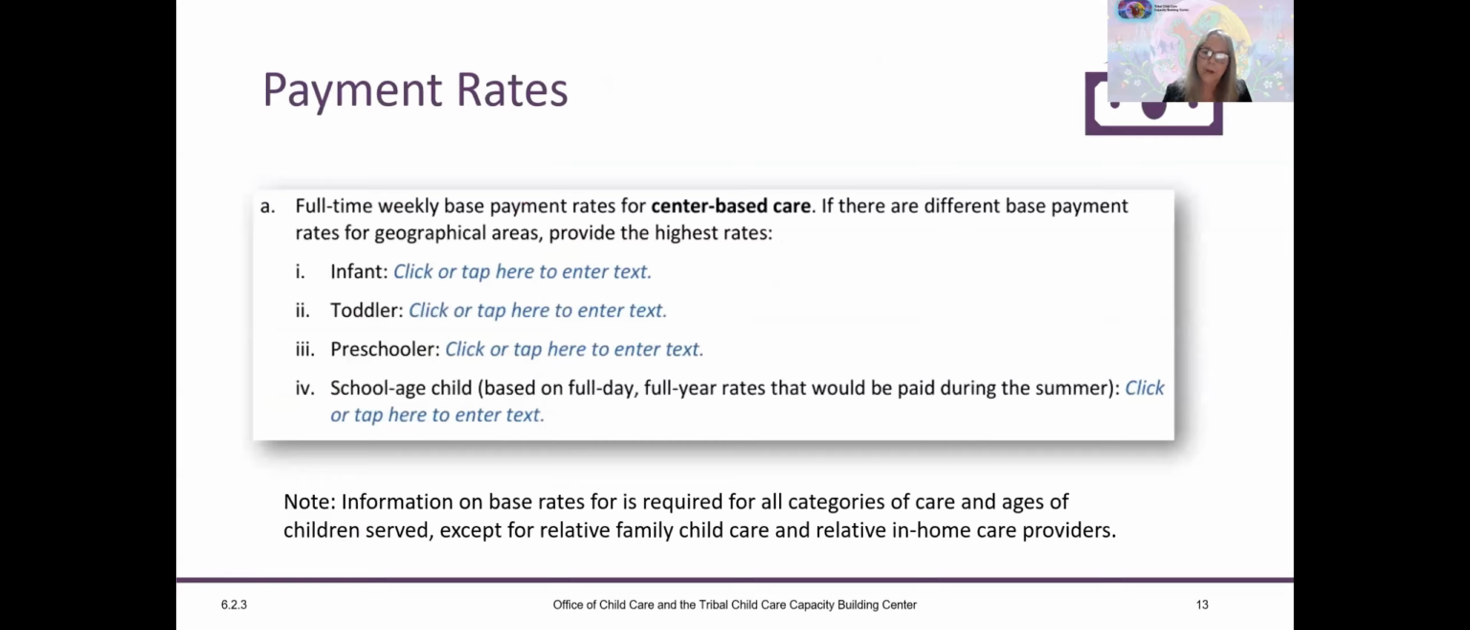Now 6.2.3. This is an excerpt from the CCDF plan. For each category of care you provide, you will enter the full-time, weekly base payment rates next to each age group as a dollar amount. For example, if you have different payment rates in different parts of your service area, enter the highest payment rate for each age group paid by your tribal lead agency.